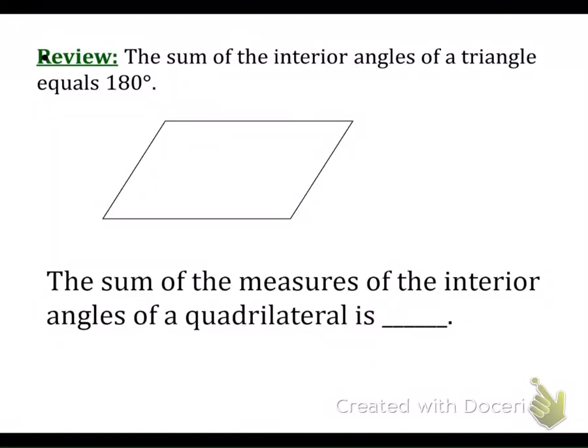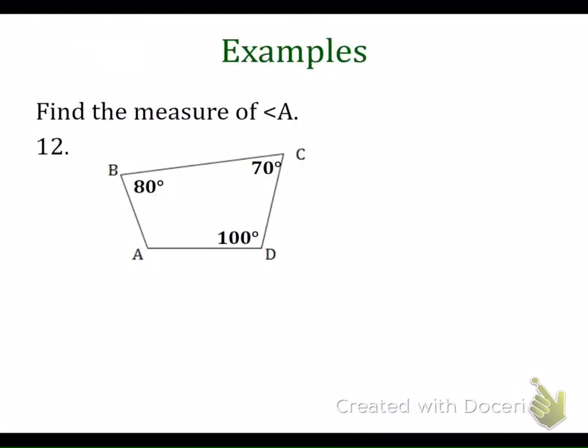Yesterday, the sum of the interior angles of a triangle equals 180. Now the sum of the measures of the interior angles of a quadrilateral is 360. It's 360, it's in the box. Does it say it in the box? All right, so find the measure of angle A.